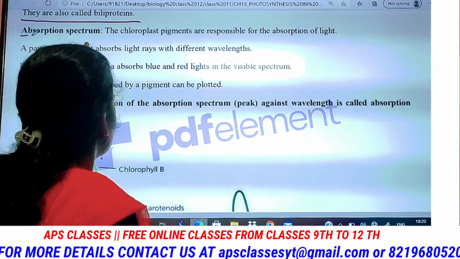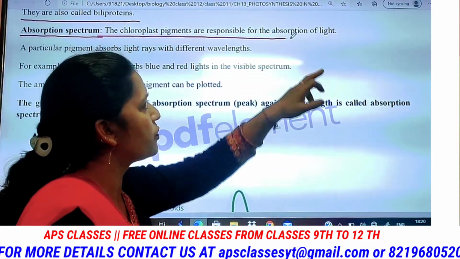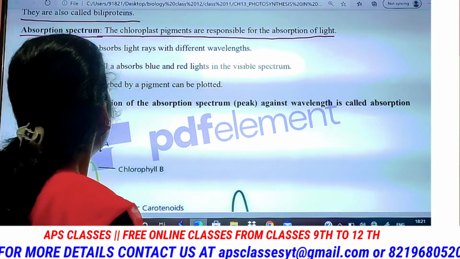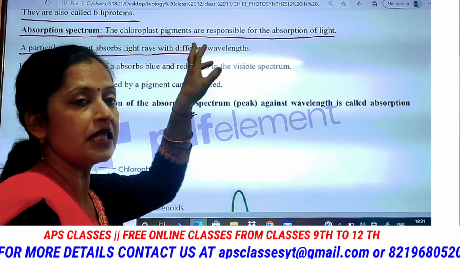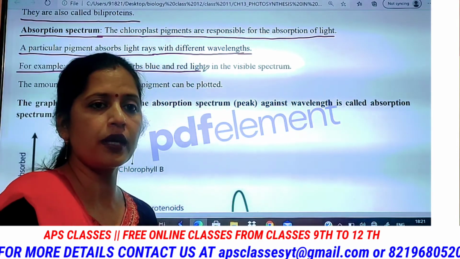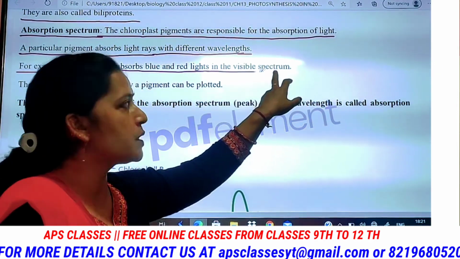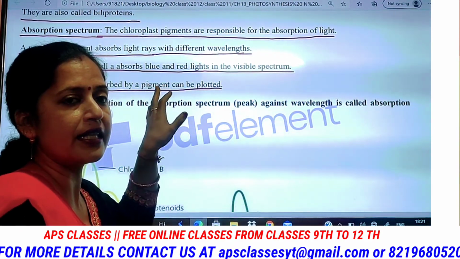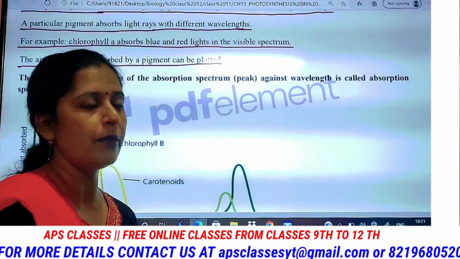Next is the absorption spectrum. What do we mean by the term absorption spectrum? The chloroplast pigments are responsible for the absorption of light. A particular pigment absorbs light rays of different wavelengths. For example, chlorophyll a absorbs blue and red light in the visible spectrum. The amount of light absorbed by a pigment can be plotted in a graph.